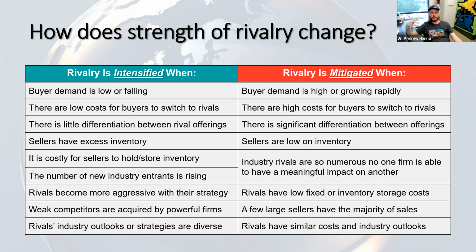Or, at the opposite end of that spectrum, if buyer demand is really high or growing a ton, we're going to have tons of sales to go around, and therefore maybe the strength of rivalry is not quite as intense at that point. There are tons of examples right here. I definitely welcome you to review all of these, get a good idea of what kinds of elements within an industry might cause this competitive force to change a little bit.